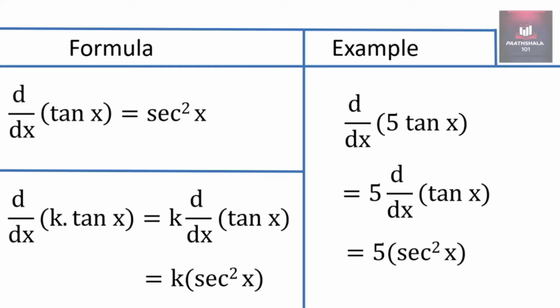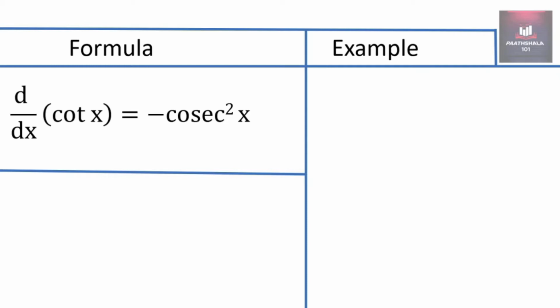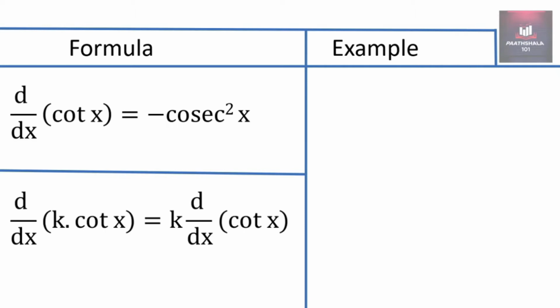Now let's proceed to the next formula. The derivative of cot x is minus cosec square x, and if there is a constant with cot x, that constant will come outside, so it will be k into the derivative of cot x, where k is a constant, so k into minus cosec square x.